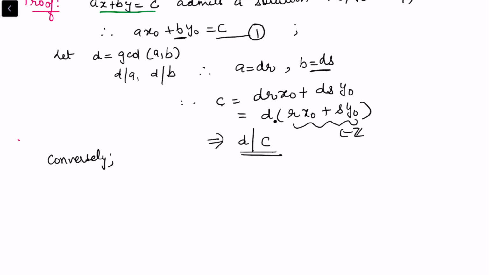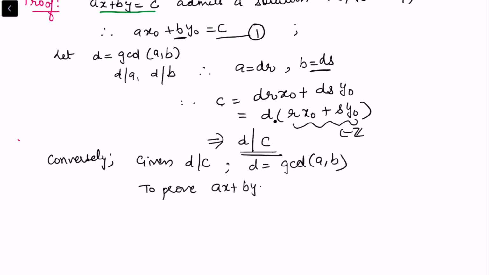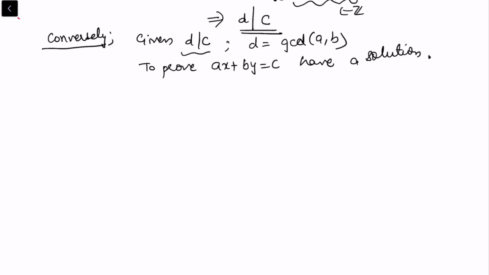Now conversely, I want to take that given is d divides c, where d is the GCD of a and b. So this is the converse, and we want to prove that ax plus by equal to c has a solution. So we want to prove that it has a solution for some x naught and y naught. So now whenever d divides c, we can say that d divides c.